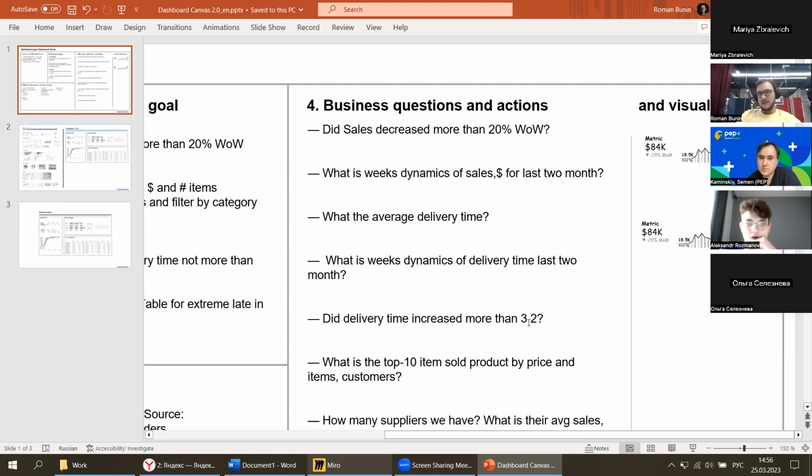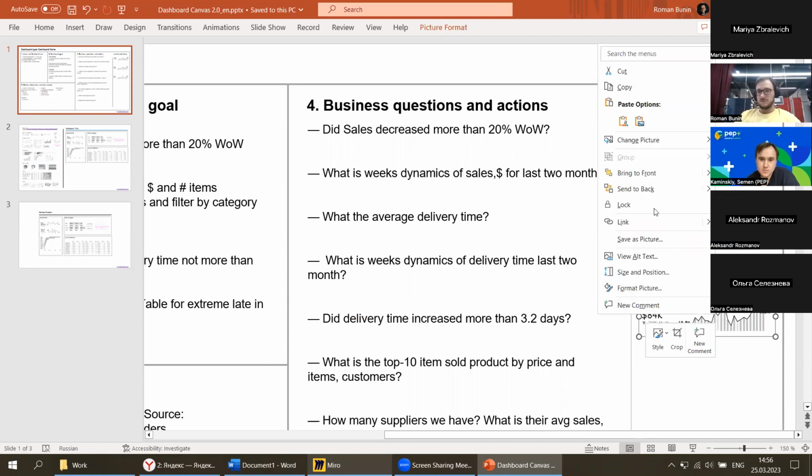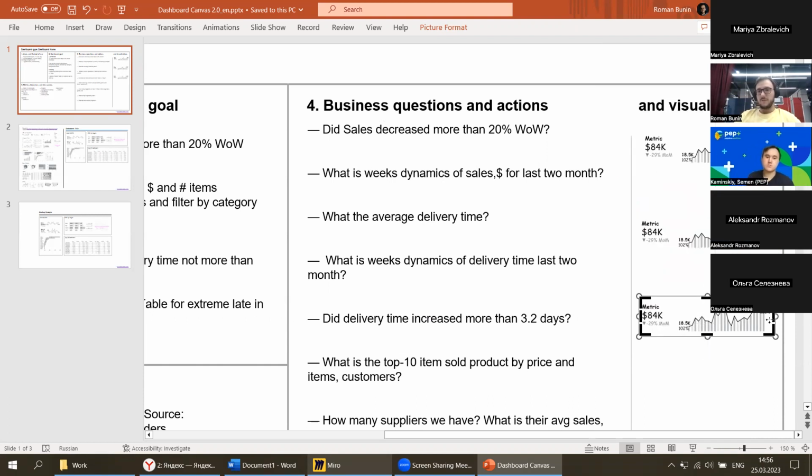Did delivery time increase more than 3.2 days? I would say we can just highlight it on our graph. But if we want to make it more visible or more alerting, we can use a separate KPI card just to show it. But we can leave it like that as well.